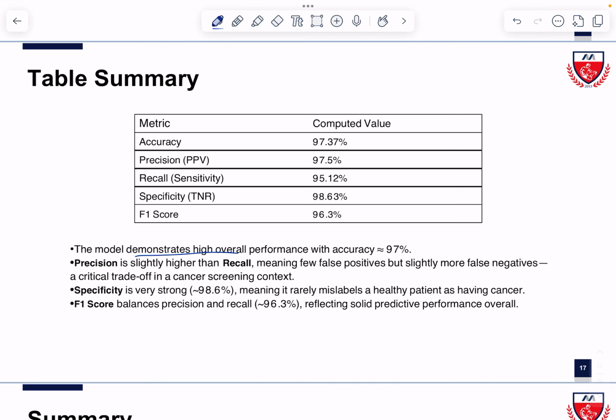So in our table summary, this is what we do, right? In the interpretation part of the paper. The model demonstrates high overall performance with accuracy of 97%. Precision is slightly higher than recall, meaning few positives but slightly more false negatives. It's a critical trade-off in a cancer screening context. The specificity is very strong and the recall is very strong. It's 98.6, meaning that it rarely mislabels a healthy patient.